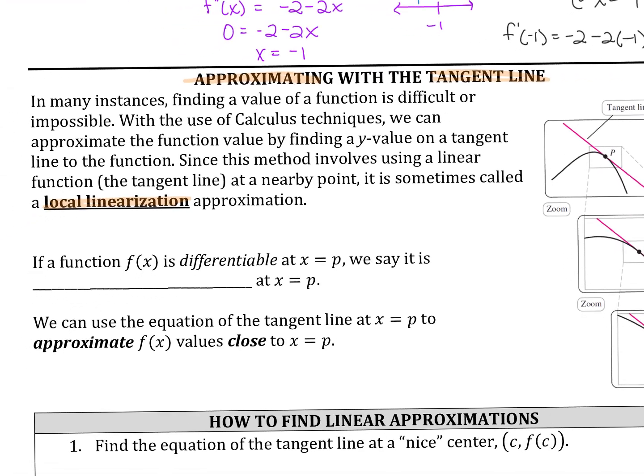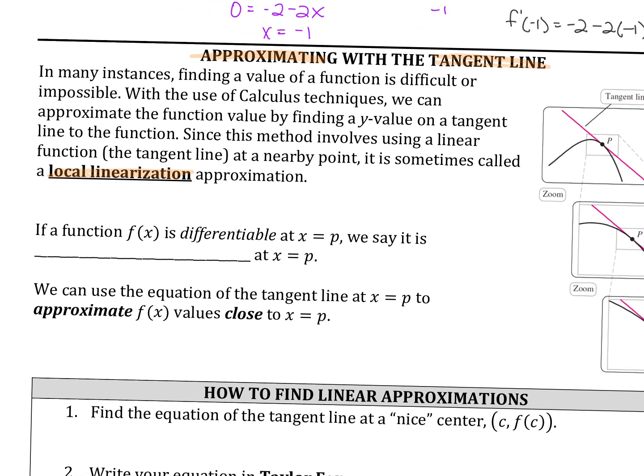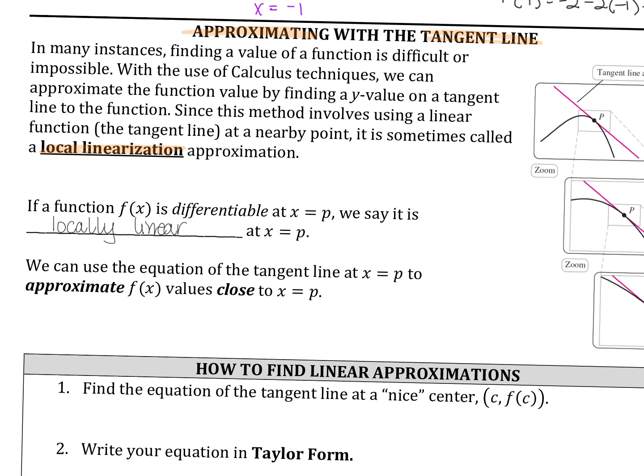So if I have a function f of x and it's differentiable at the point x equals p, that x equals p is called our point of tangency, then we say that it is locally linear at x equals p. And we can use that tangent line at x equals p to approximate values that are pretty close to p.